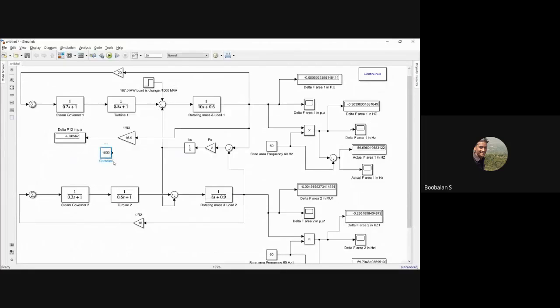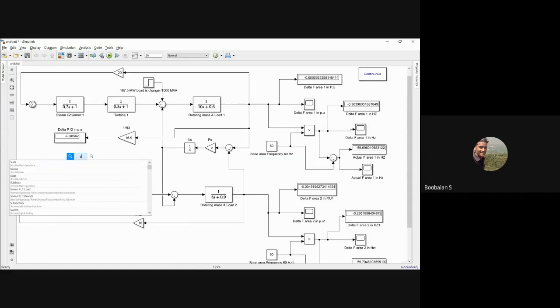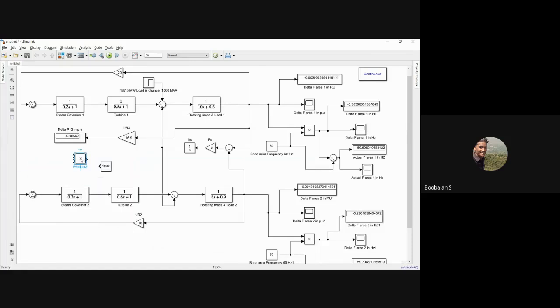And I'm just going to rotate it. Okay. And I need a sum block. Yeah, product, sorry. Product. Once again, just rotated it. This value should be multiplied with my base MVA. Sorry. Base MVA, base 1000 MVA, right?